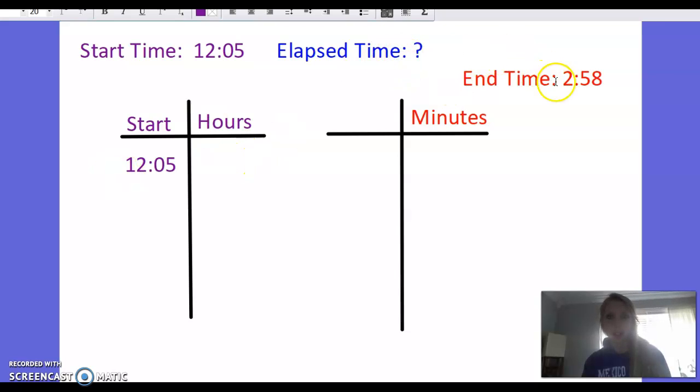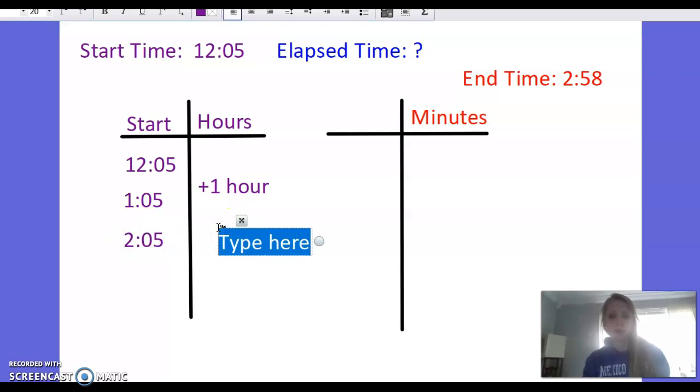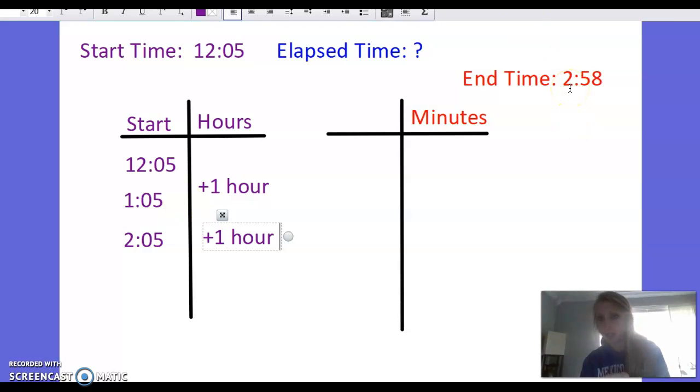So I have to count by hours until I get to the 2 o'clock hour. So from 12:05 to 1:05 would be 1 hour. Then 1:05 to 2:05 would be 2 hours. Now you have to be careful, because if I were to count another hour, what time would I be at? I would be at 3:05, which is past my end time. So I'm going to stop my hours there.